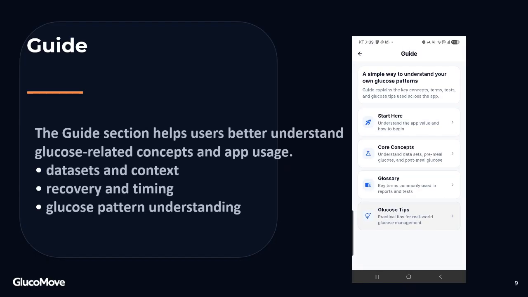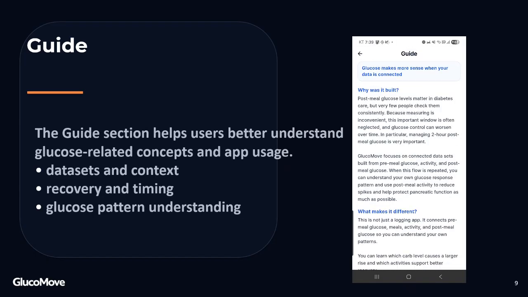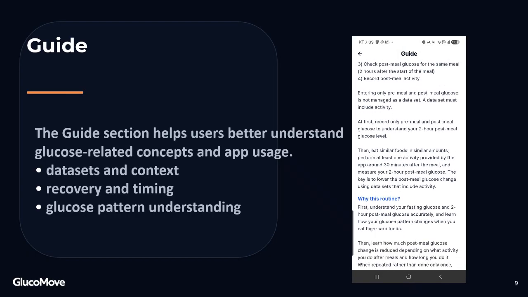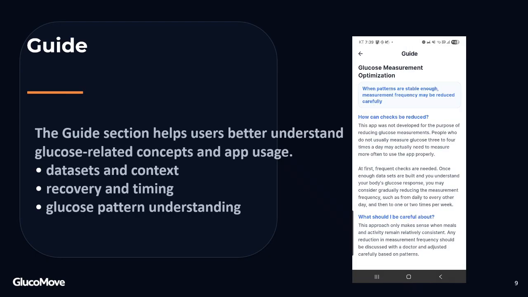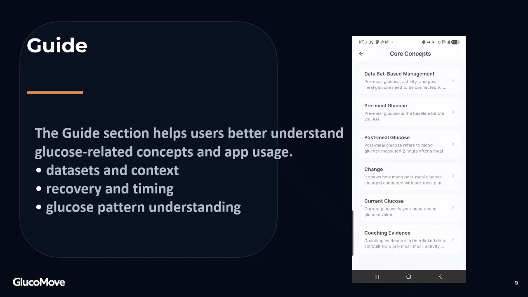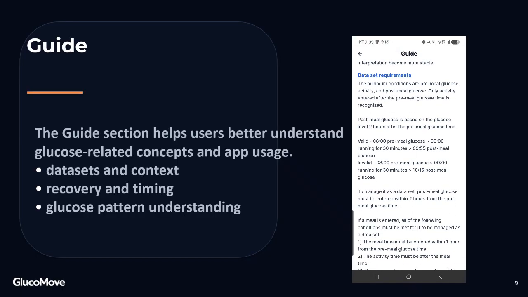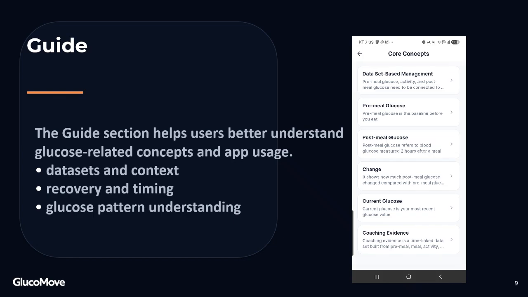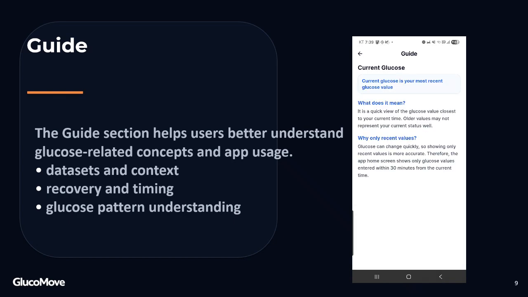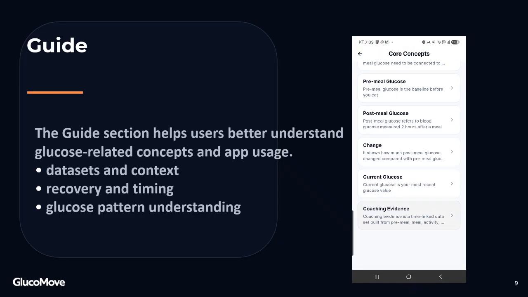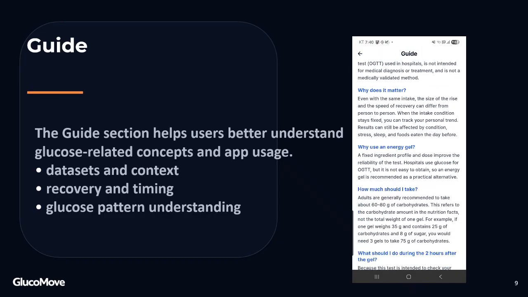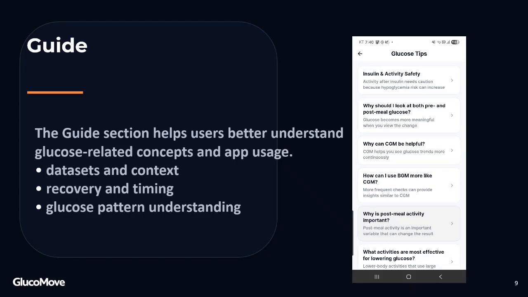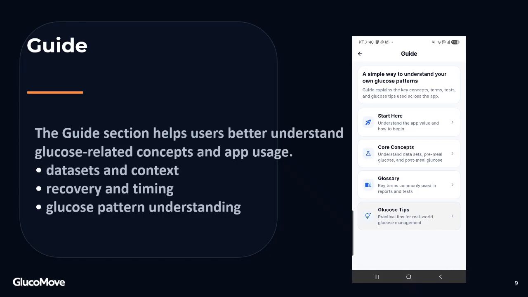The Guide section is designed to help users better understand glucose-related concepts inside the app. Instead of focusing only on glucose numbers, the guide explains ideas such as datasets, timing, recovery, meal responses, and repeated patterns. Understanding these concepts may help users better interpret their own glucose information over time. The goal of the guide is educational support, not medical diagnosis. As users become more familiar with these concepts, glucose data often becomes easier to understand in daily life.